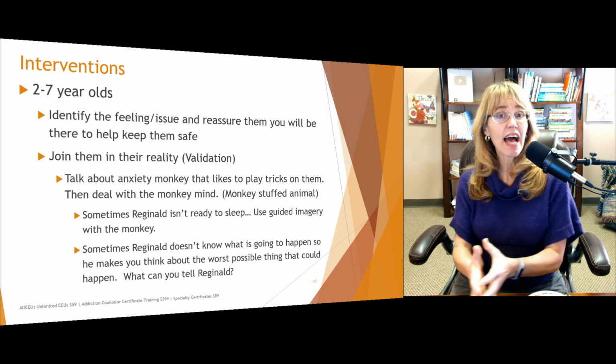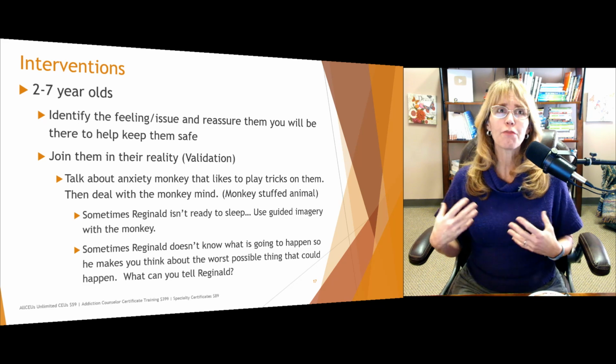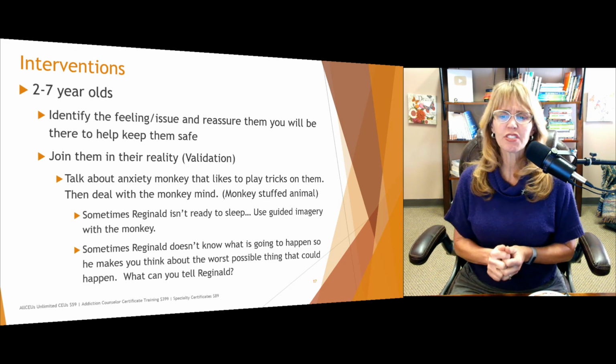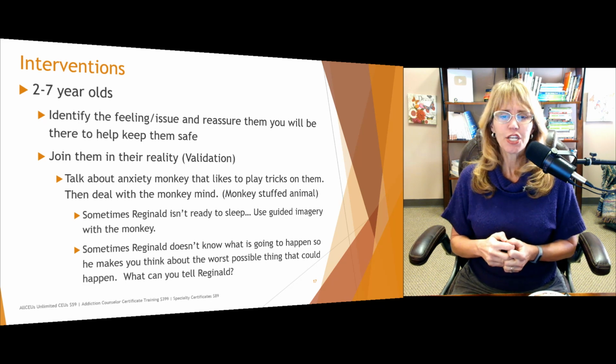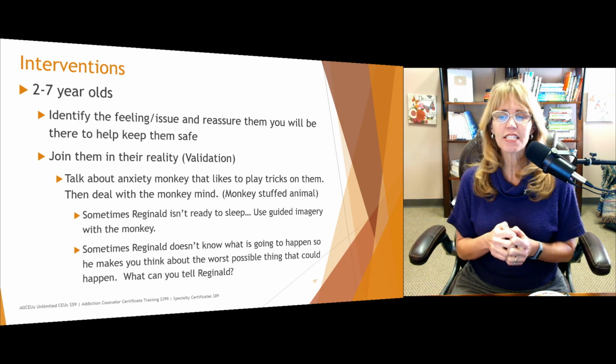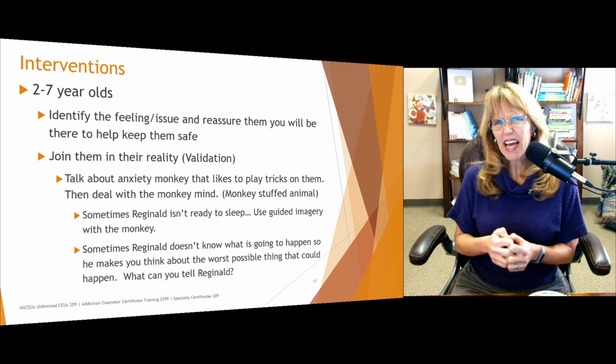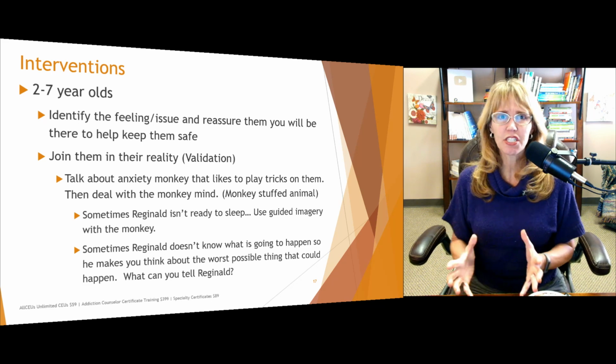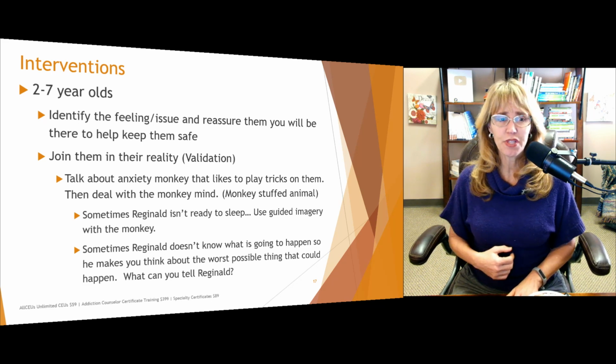And you can use guided imagery with the monkey to help him quiet his mind. Or you can say, sometimes Reginald doesn't know what's going to happen, so he makes you think about the worst possible things that could happen. When that happens, what can you tell Reginald to help him feel safe? So this is empowering the child to start developing self-soothing scripts.